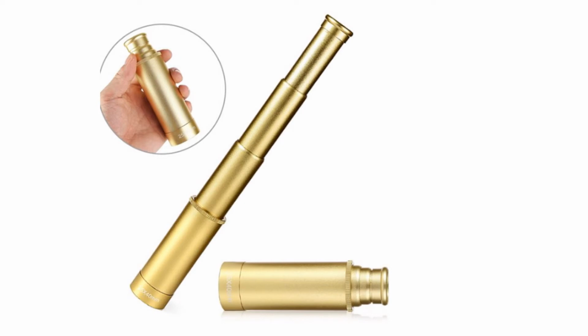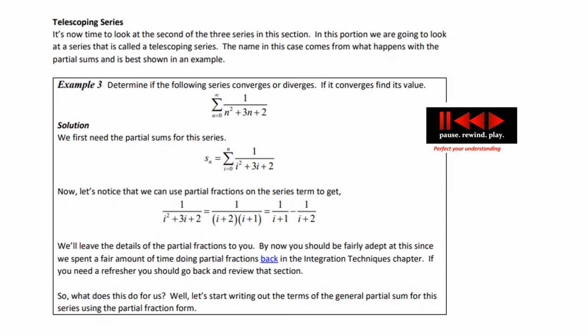This is a picture that I cut out of a Walmart ad for a collapsing telescope. And that is our introduction to talking about telescoping series, which is the second of the three very special series. So now we're going to look at the second, and you'll see where the name comes from as we go through.